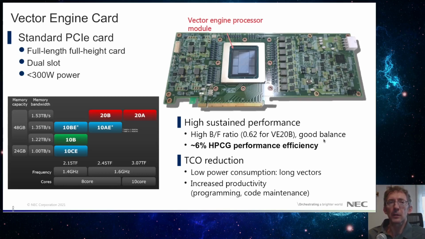I'd like to remind you that for normal CPUs and GPUs, this byte per flop ratio is in the range of maybe 0.1 or sometimes even less. So this leads to a high HPCG performance efficiency of 6%, which is a very good number.